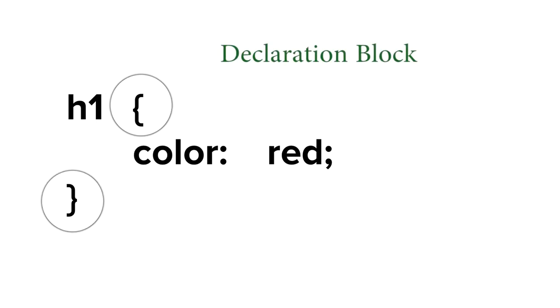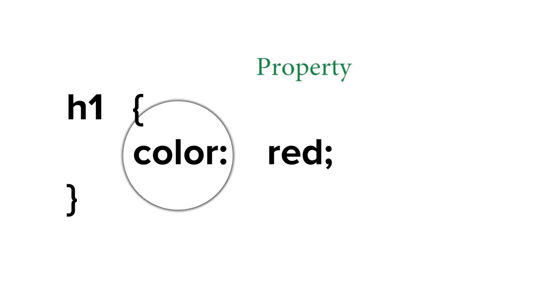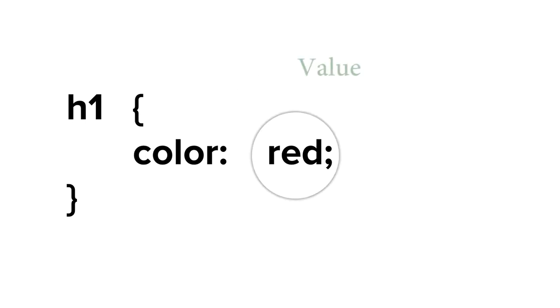All right, so what we have here is the declaration block, meaning all the things inside the curly braces. We can see that the selector or element that we are selecting is H1. The property that we are trying to alter for our H1 is the color, and the color that we want to change our H1 to is red.